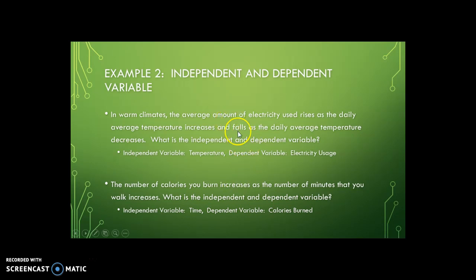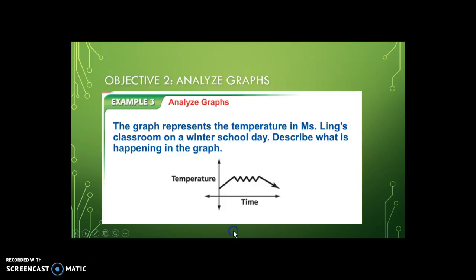So what you're going to do in your homework is look at these problems here and determine what the independent and dependent variable are. All right, so that's all we have for you to work on today. The homework assignment is, oh, I got one more. I forgot about this one. Analyzing a graph. So the graph represents the temperature in Mrs. Ling's classroom. So this is again an independent and dependent variable type problem.